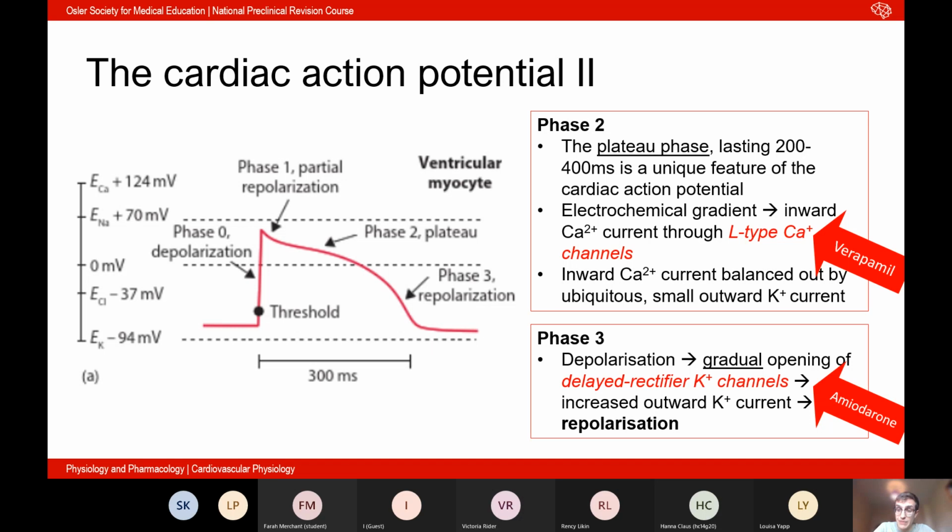And then this plateau phase, where calcium is entering the cell, begins to taper off, and that's because over time we have these delayed rectifier potassium channels. That just means that they are triggered by depolarization but delayed, so offset, which is why the cell repolarizes much later on. So you get potassium moving out of the cell, causing it to repolarize and move back towards that resting membrane potential of -80. And amiodarone is a blocker of these channels.